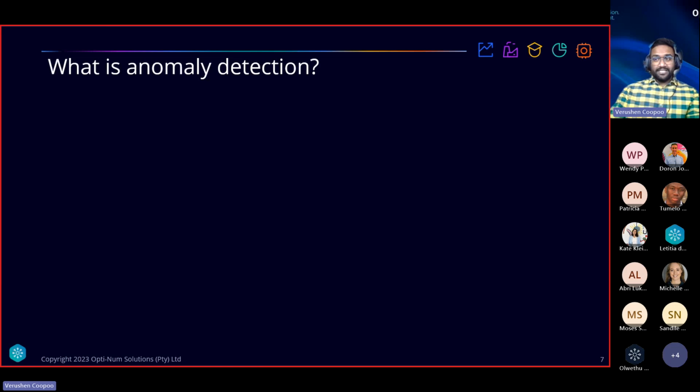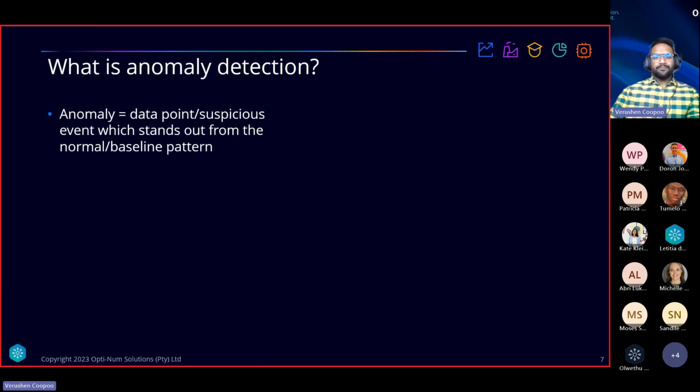What is anomaly detection? This is quite an important concept for today's webinar. It's first important to define what an anomaly is. This is any sort of data or suspicious event which stands out or deviates from a normal pattern. And this could be any type of data. It could be images or signals, but in this presentation, we'll focus on images.